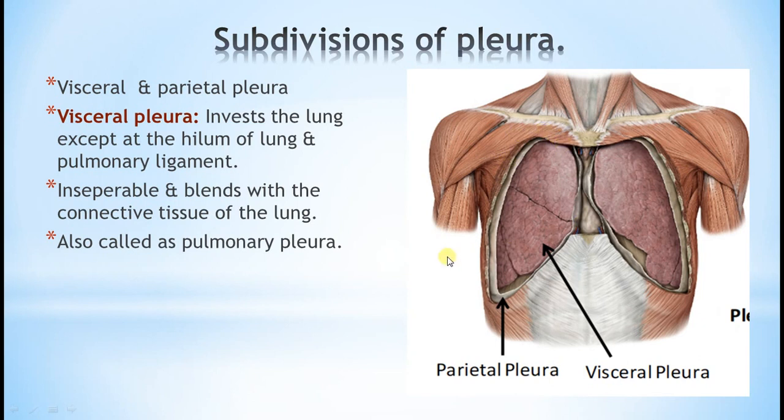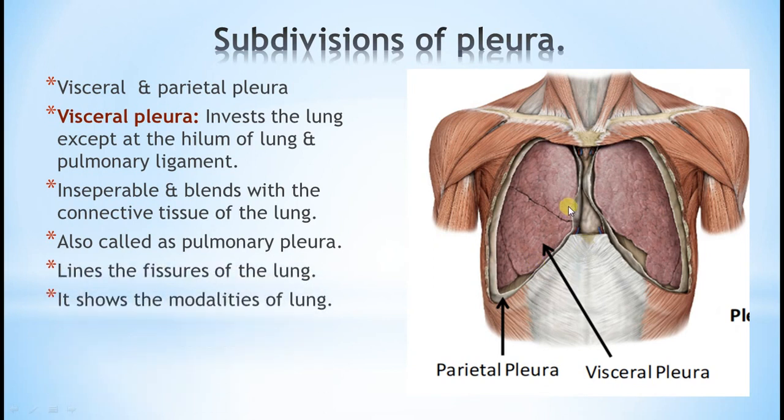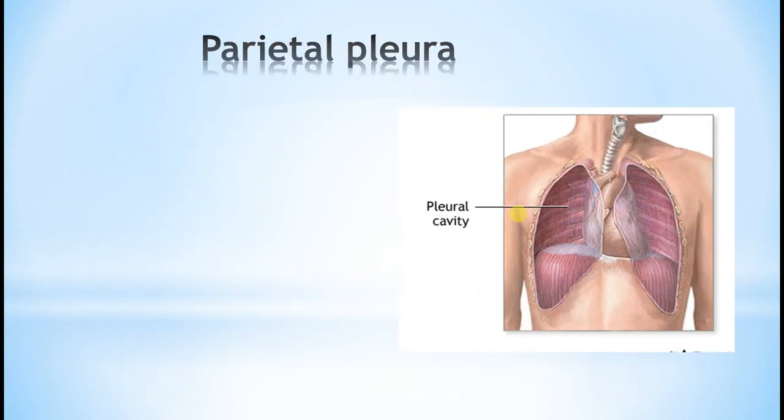So now we know the pulmonary pleura or the visceral pleura is the same, and it closely invests the lung, is more adherent to the lung, and as I told you, it also lines the fissures of the lung. It has all the properties of the lung, which means its nerve supply, its blood supply, all those things are the same as the lung. So that is about the visceral pleura.